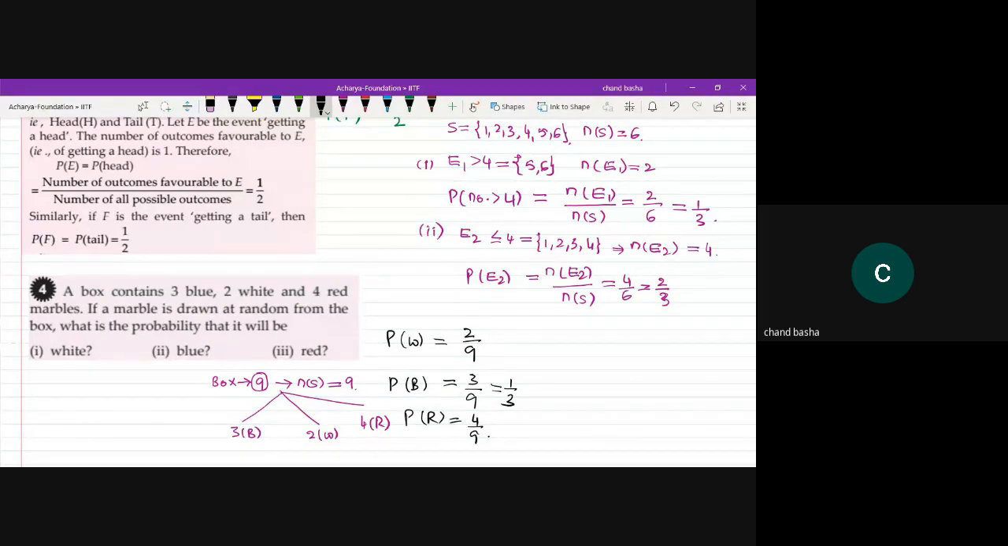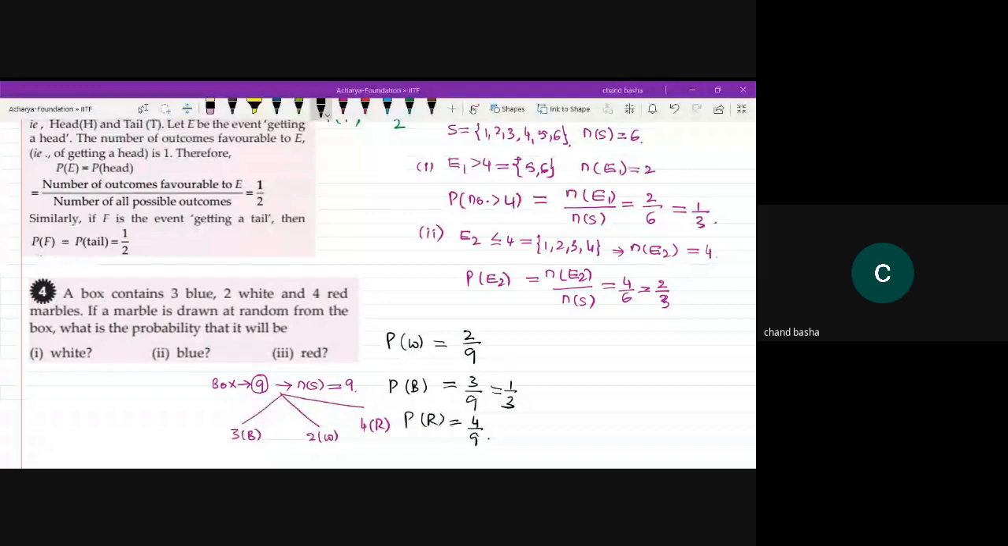Very good, guys. Good attempt. Good work, all of you. Even we are perfect in this type of questions also. So let's move to the card problems also. I have a few questions from cards.